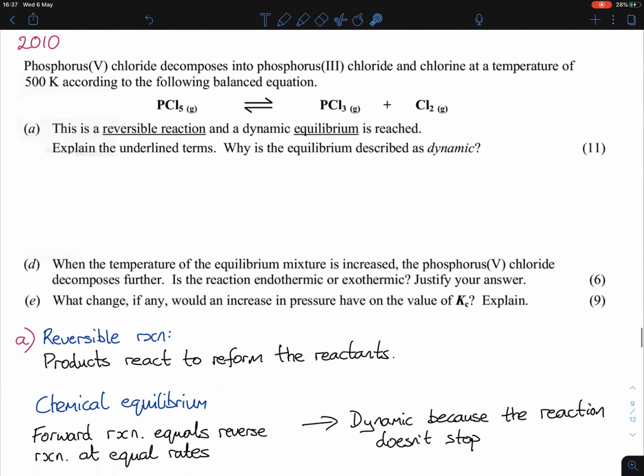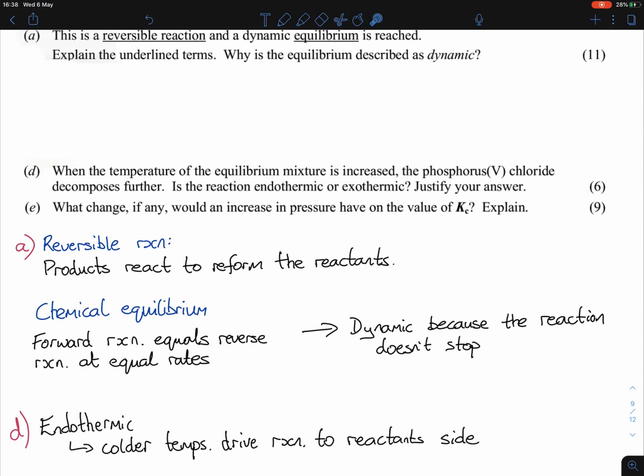So 2010: phosphorus 5-chloride decomposes into phosphorus 3-chloride and chlorine at a temperature of 500 Kelvin. According to the equation, you're asked for the definitions here: a reversible reaction, and dynamic equilibrium, explained under the terms. Why is equilibrium described as dynamic? A reversible reaction just means that the products react to reform the reactants. It's a chemical equilibrium, as we stated already, where the forward reaction equals the reverse reaction at an equal rate. And it's dynamic because the reaction doesn't stop. It's continuously forming the products and reforming the reactants.